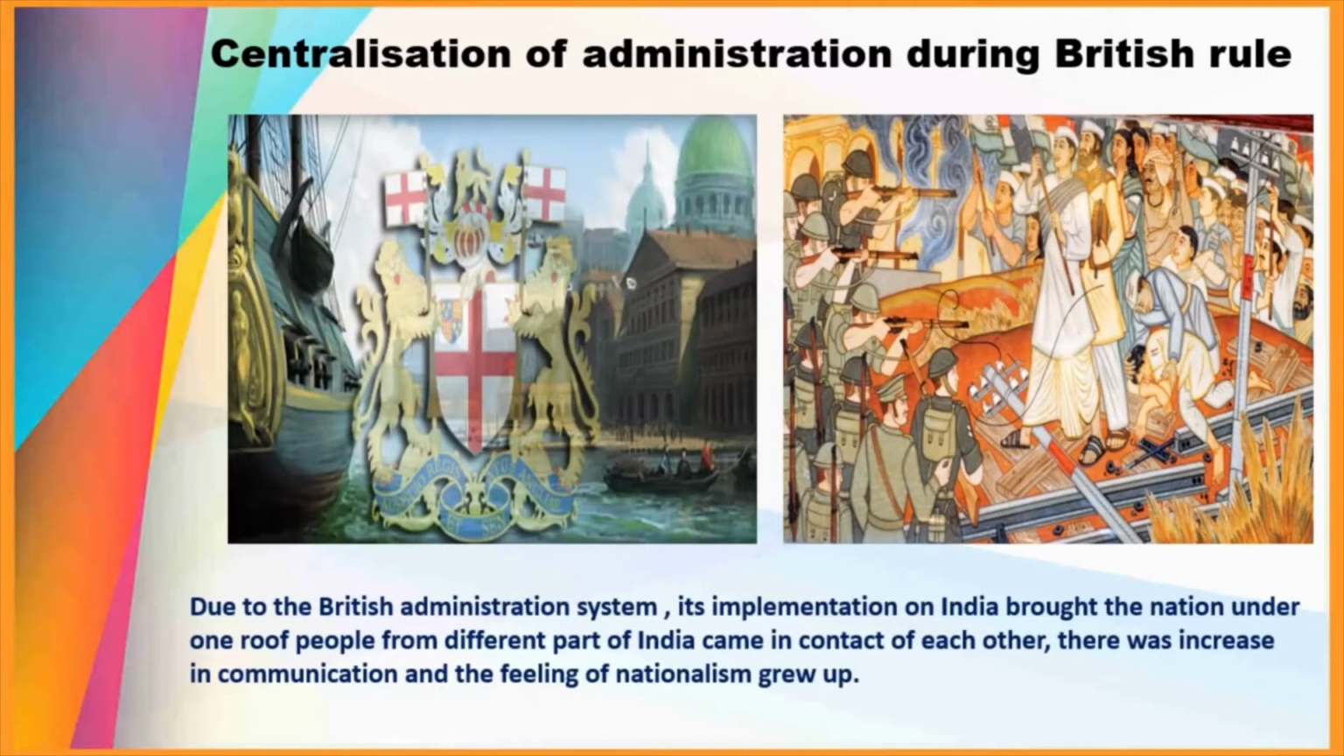Let us see the background for formation of Indian National Congress. First reason is centralization of administration. See students, due to the British administration, its implementation on India brought the nation under one roof in its true sense. Due to the identical reforms, means equal policies all over the country and equality before the law, the feelings of nationalism developed among the Indians.